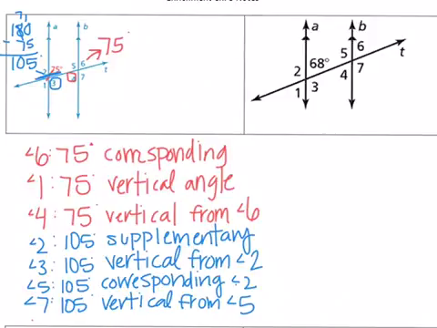Go ahead and try the second example with the 68 degrees. Again, you should only have 2 angle measures throughout the entire 8 angles. We have 68, and then you're going to have to figure out the other one. Think about what angles are vertical from each other and what angles are corresponding. Then go ahead and figure out which angles are supplementary that add up to 180.